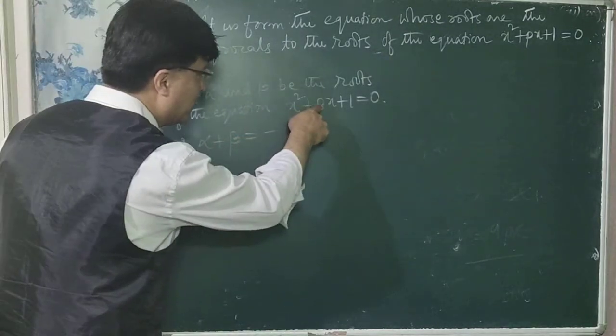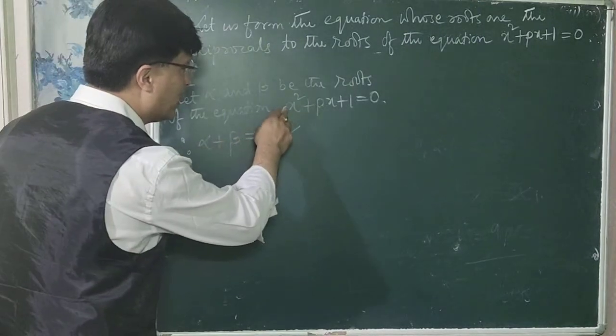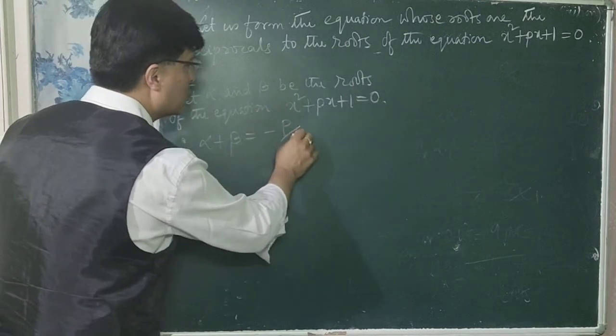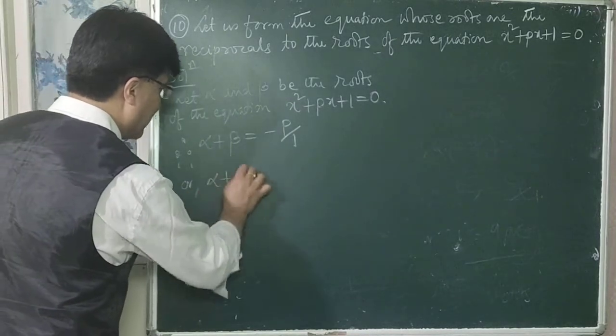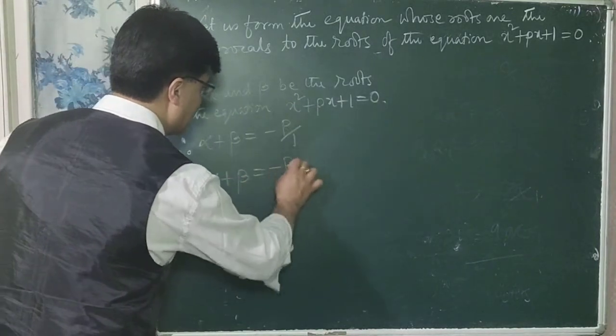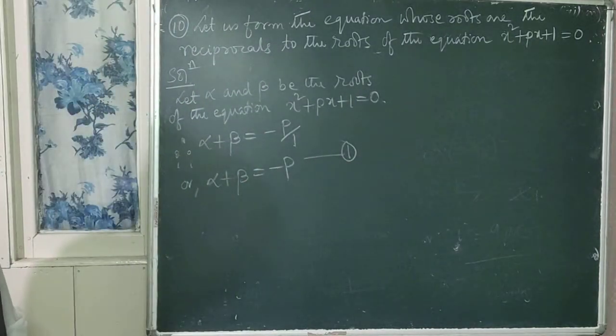What is the value for b? P divided by what is a? What is the value for a? What is the coefficient of x square? 1. So the value of a is 1. So alpha plus beta is equal to minus p. Suppose this is equation number 1.